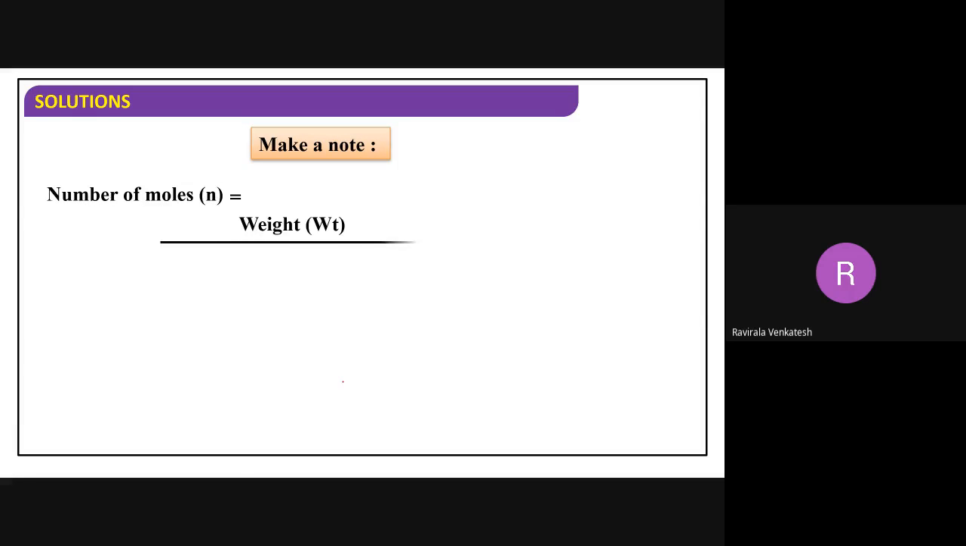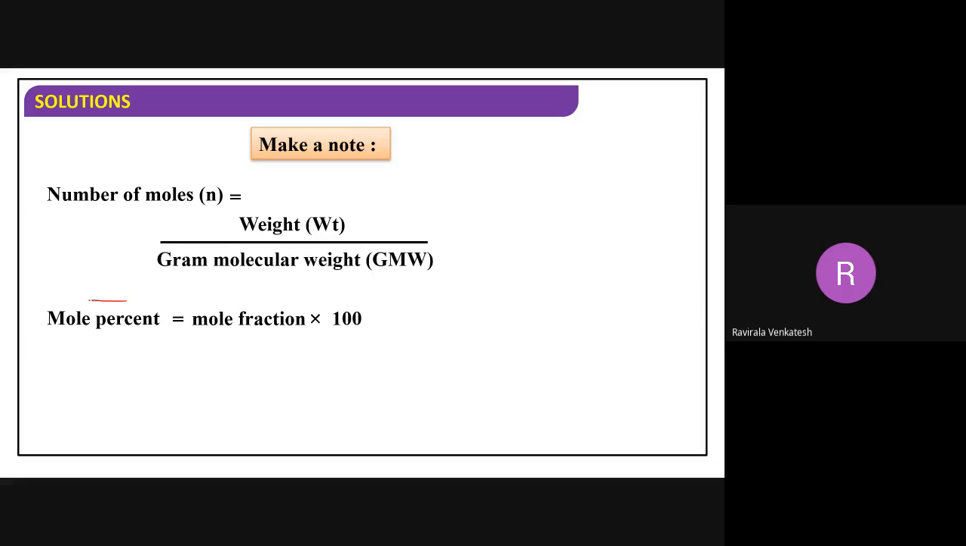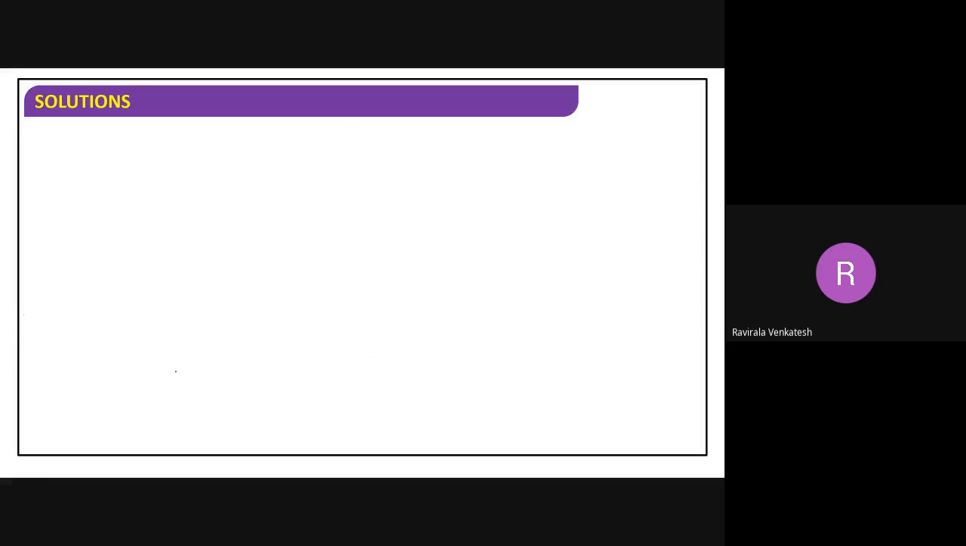Next, what is the mole formula? Weight divided by molar mass, or gram molecular weight. Mole percentage is equal to what? Mole fraction into 100. When you multiply by 100, that is called mole percentage. Very important for you: mole percentage means multiply mole fraction into 100.